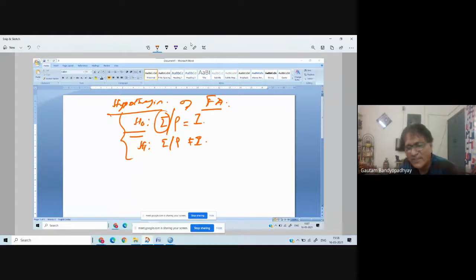ANOVA, what is the hypothesis? What is the replacement? What is the hypothesis? Hypothesis is very, very important. So now, what is the meaning of a unit matrix? Unit matrix means there is no correlation between the variables, because 1, 0, 0, 0, 1, 0, 0, 0, no correlation. And what is H1?